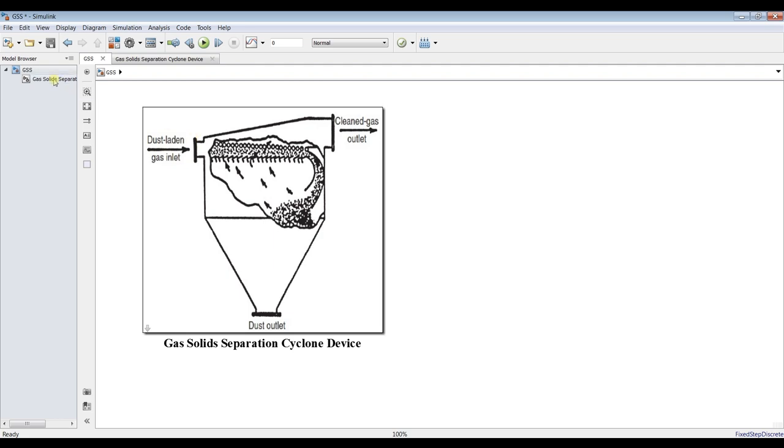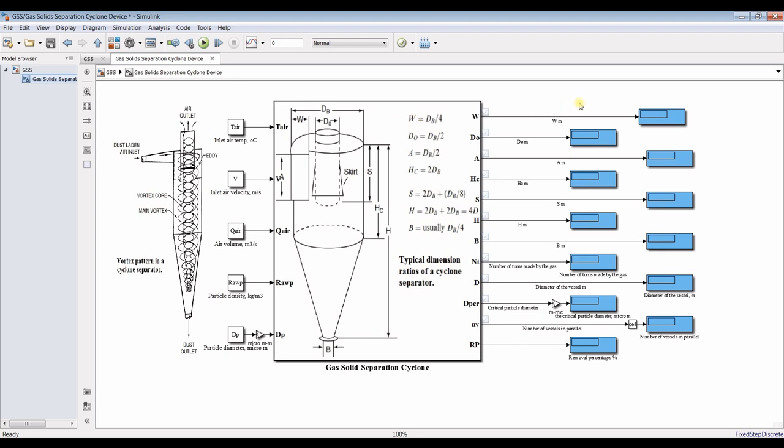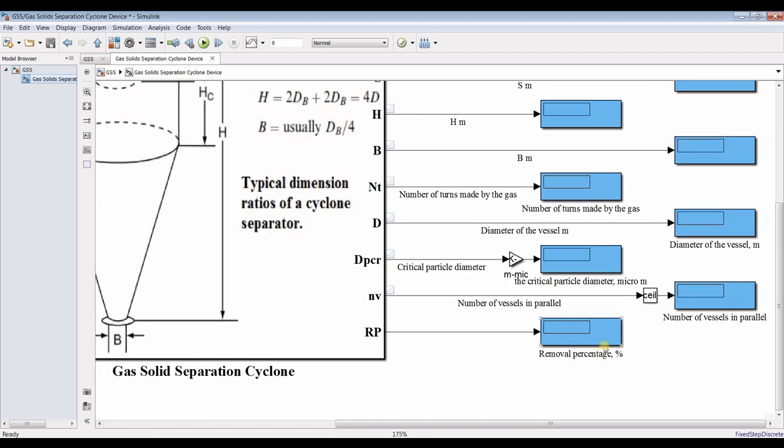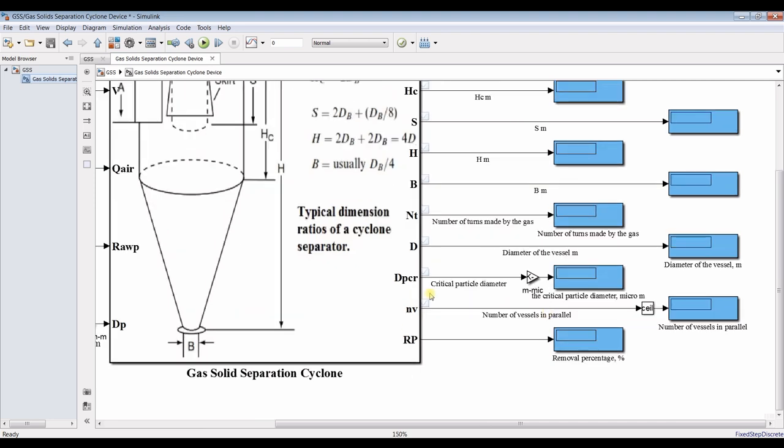let's take a look inside. Okay, so what is going to be calculated? We have to calculate the following: removal percentage. What is the percentage of removing particles? Number of vessels in parallel. Okay. Critical particle diameters. Diameter of the vessel. This is the diameter of the vessel.